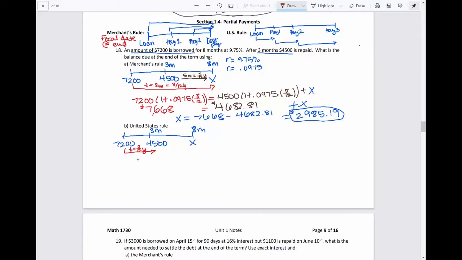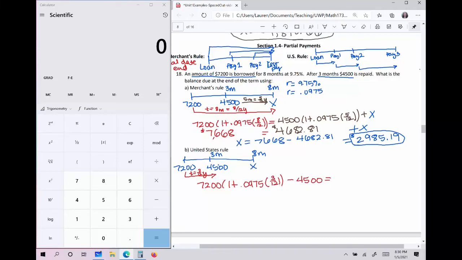So we're going to take 7,200 times 1 plus 0.0975. So that part all stays the same, but we're going to multiply it by 3/12 this time. And then we're going to subtract 4,500 from that. Now, sometimes I do this as 2 separate steps, and sometimes I do it as one big step. It's totally up to you. You can work it either way. Let's get our calculator out and figure out what this is. So I'm going to do this all in one swoop, but again, you could do it as 2 separate steps if that's what you prefer.